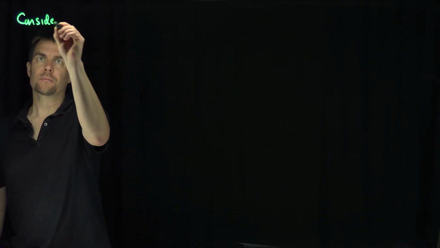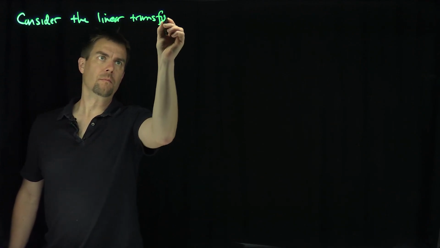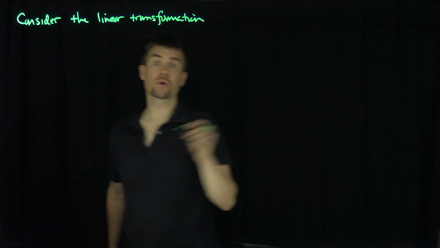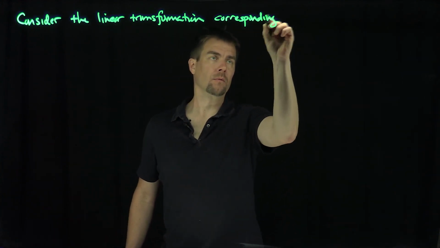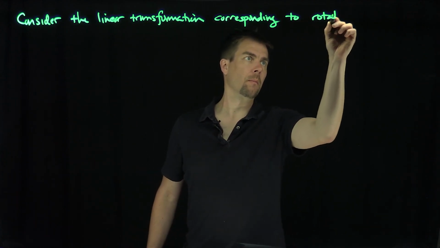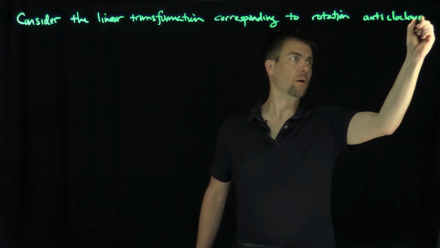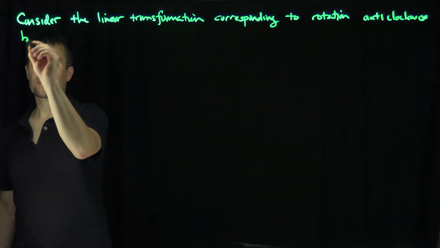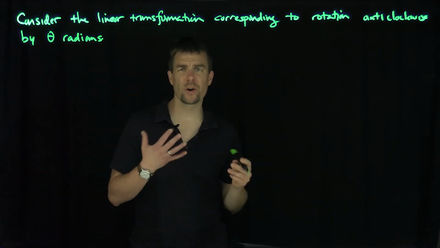Hello students, in this video we'll see how to construct the matrix that corresponds to rotation anti-clockwise about an angle theta. Let's consider the linear transformation corresponding to rotation anti-clockwise by theta radians. Okay, and so what's the idea? Why is this a linear transformation?